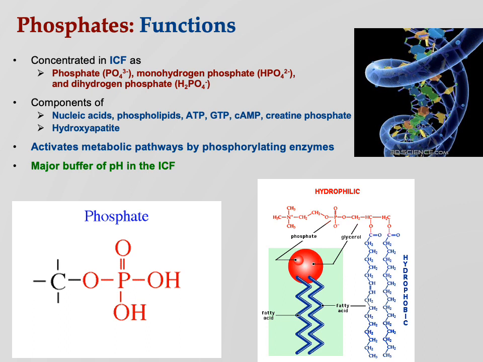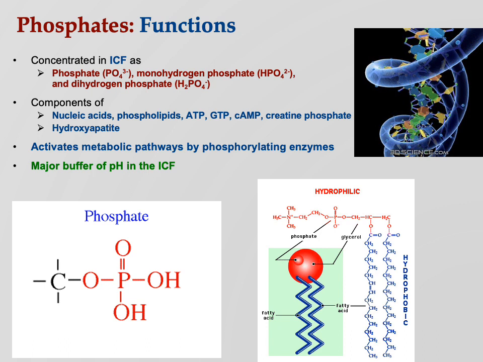Nucleic acids, remember? The very essence of life, of the instructions of life. Phospholipids, so cell membrane. ATP, GTP, cyclic AMP, incredibly important. ATP, of course, for energy. GTP, so many metabolic processes involve GTP, ATP, cyclic AMP. Creatine phosphate in the muscles, hydroxyapatite makes up your bones, so clearly phosphate is essential.